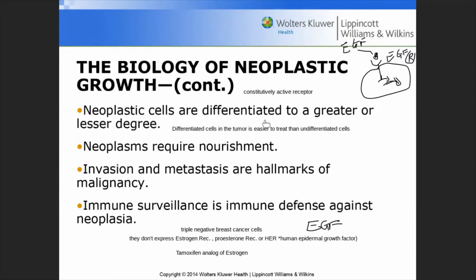All right, take home message: differentiated cells are easier to treat than undifferentiated cells, right? So when you look at a lesion and say, oh, it expresses this, boom, that's good, because it means it's treatable. If it doesn't, then it's not treatable. Neoplasm, certainly every cancer cell requires nourishment. Malignancy means metastatic, that you have to upregulate the stroma. That's usually invasion and metastasis, a hallmark of malignancy.